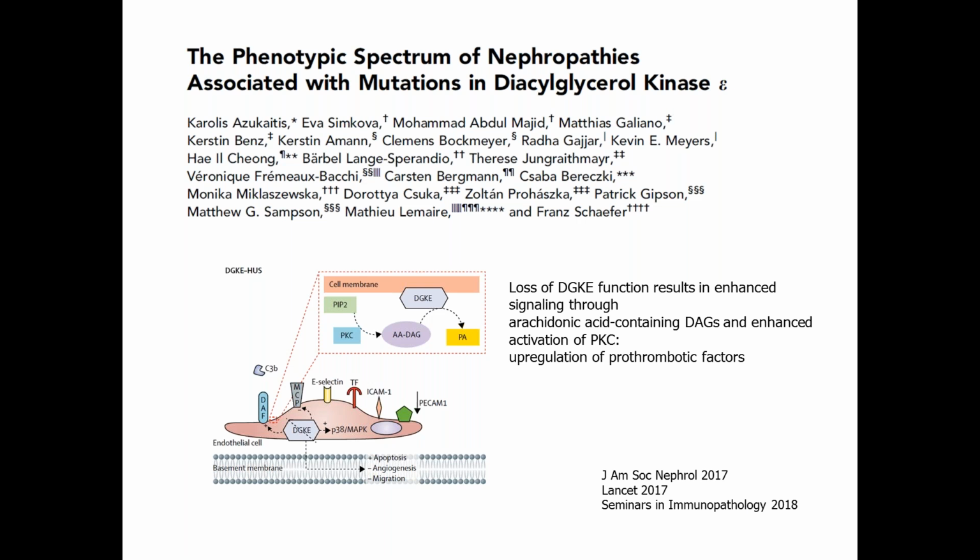Very interesting presentation of thrombotic microangiopathies or other nephropathies which might mimic membranoproliferative glomerulonephritis is mutations in the diacylglycerol kinase epsilon. Loss of this gene function results in enhanced signaling through the arachidonic acid pathway, which leads to the activation of protein kinase C, and at endothelial level, this leads to regulation of prothrombotic factors and development of endothelial damage and thrombotic microangiopathy or various glomerular diseases.